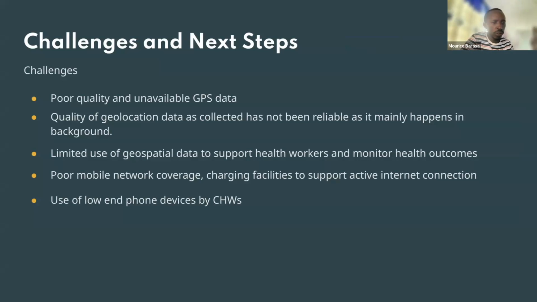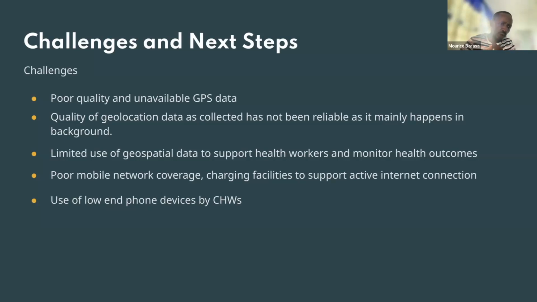Then we also realized that there's very limited use of geospatial data to support health workers. And the other thing is the poor mobile network coverage, as well as the charging facilities in some of the locations that CHWs work in. It is a hindrance, in that CHWs disable GPS because it tends to drain batteries more. And in some cases, some devices use a GPS which needs a mobile network to improve the accuracy.